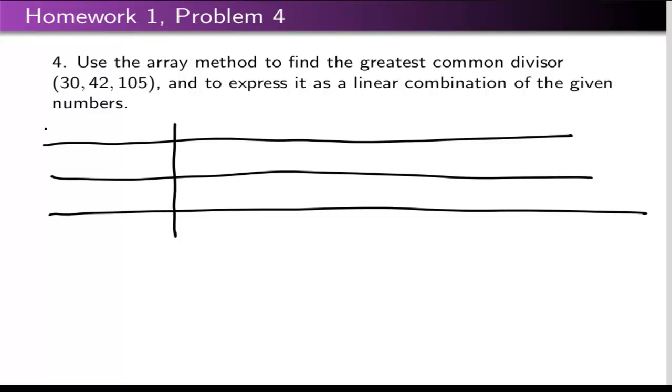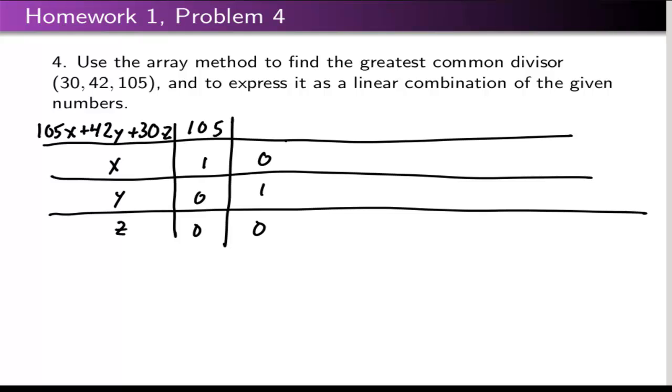So I put 105x plus 42y plus 30z, and x, y, z. Then if x is 1 and y and z are 0, we would start at 105. Here we get 42, and here we would get 30.